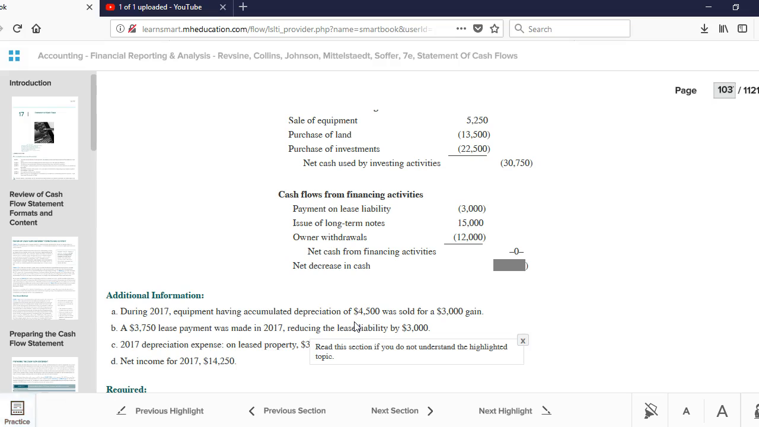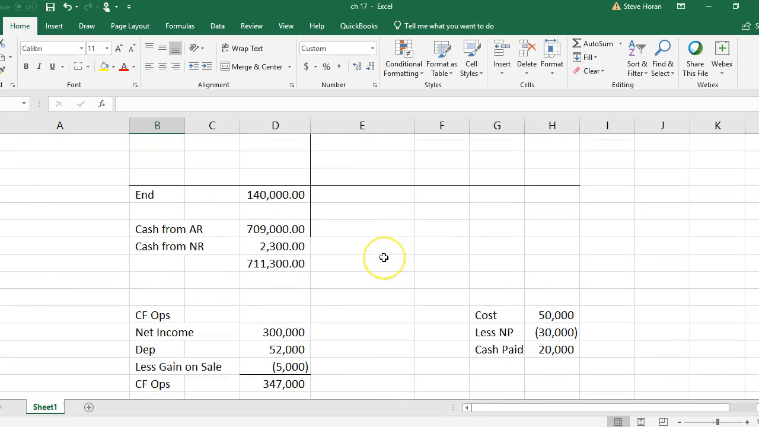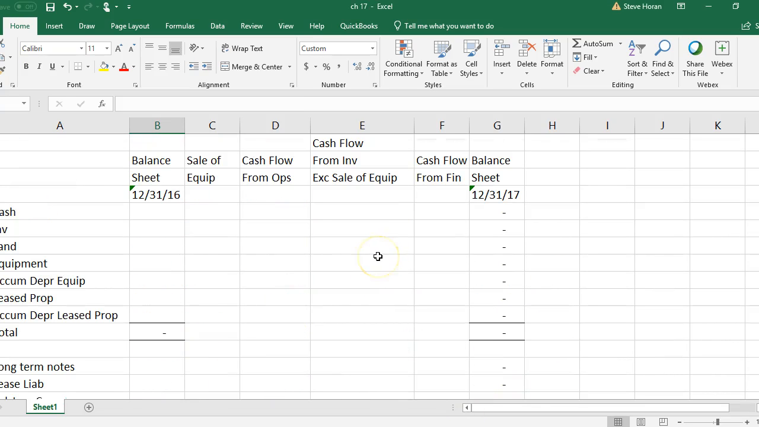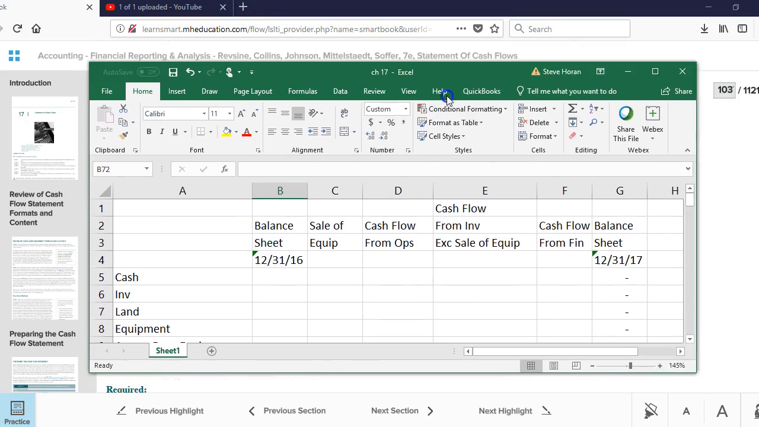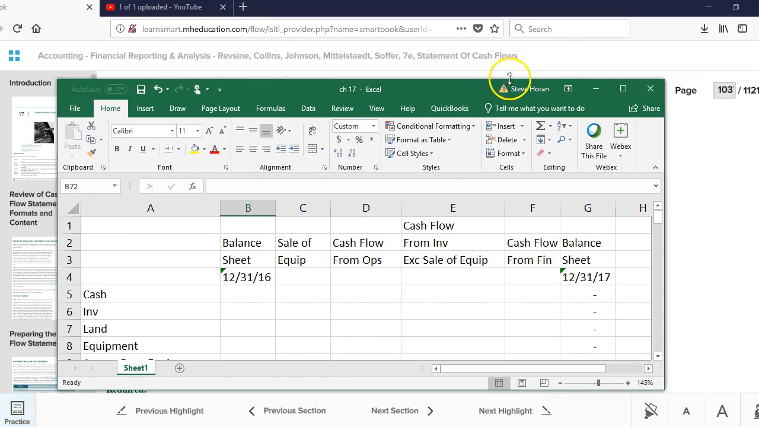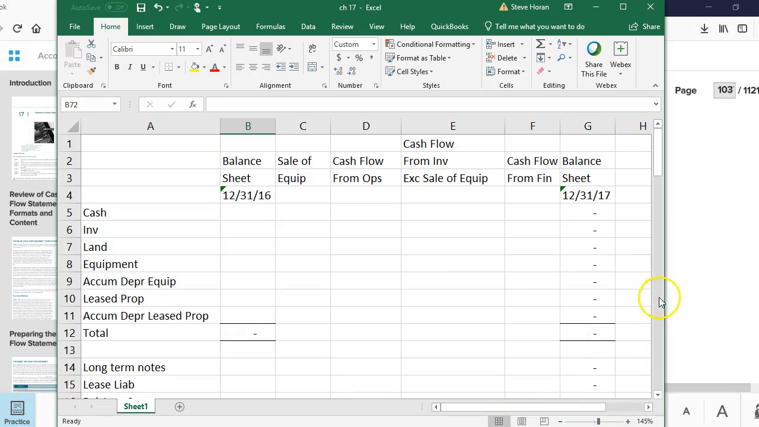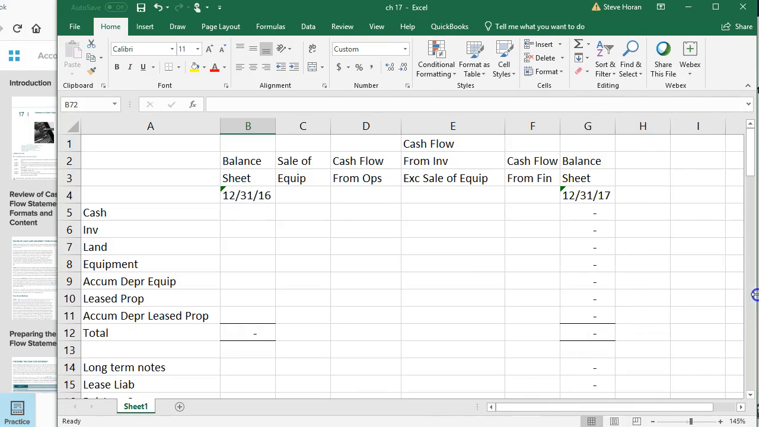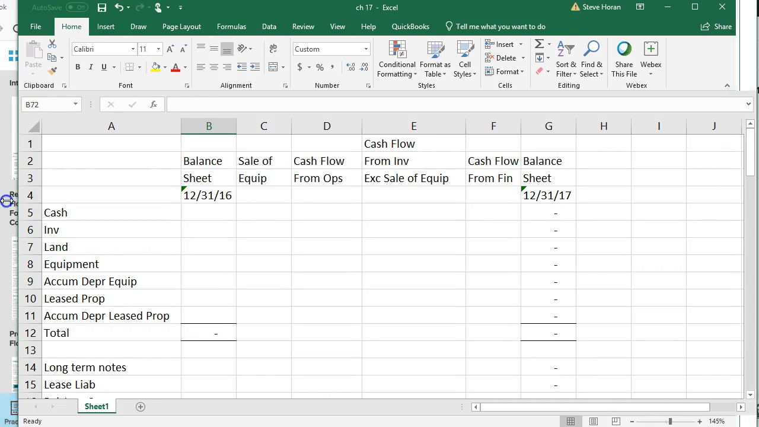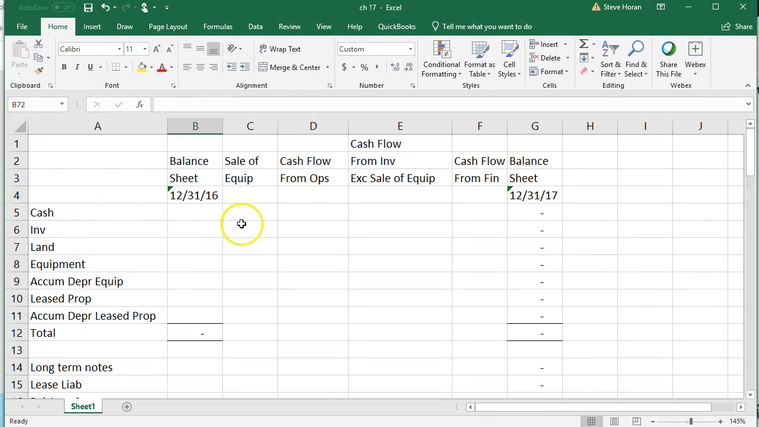Okay, so they're just having us drive the car in reverse to figure this out, which again is a common strategy that they like to use. So I've already built a spreadsheet for this for us. Let me get this entirely on my screen the way it should be. Otherwise, you're not going to be able to see it all. There we go. Okay, so this is my spreadsheet to reconcile beginning to end.